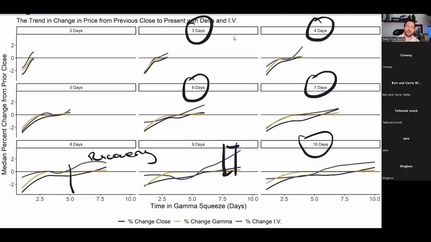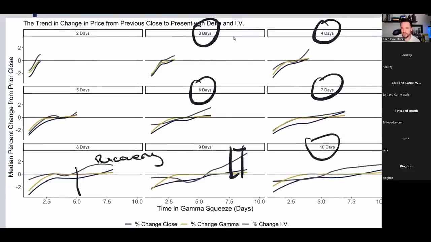So we can say that maybe GME at this time was definitely in a gamma squeeze. It experienced a spot up, IV up moment, which is associated with an increase in IV. But was that an appropriate movement in IV? How would we answer that?